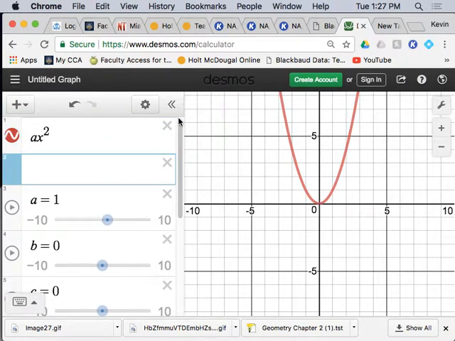If I just have ax squared, and I say a is equal to 1. You see this is Desmos.com, right? A is equal to 1, ax squared. If a is equal to 1, then this is the graph of the function that we just went through, right?